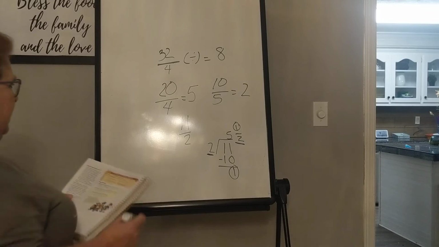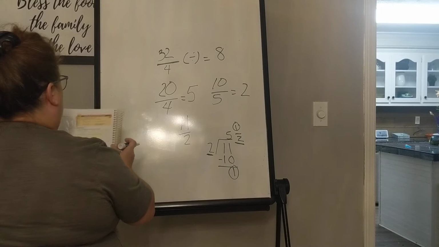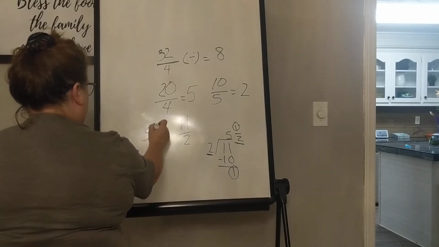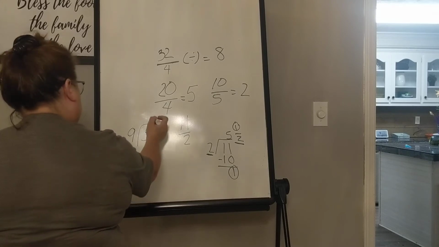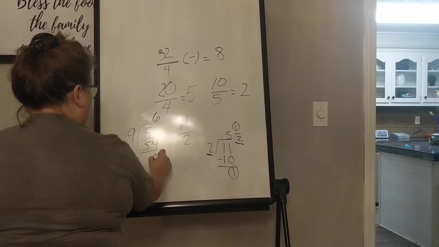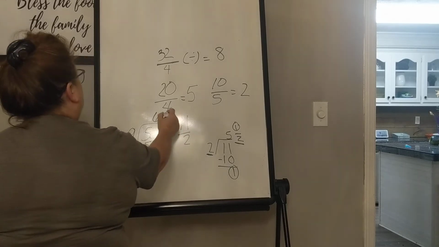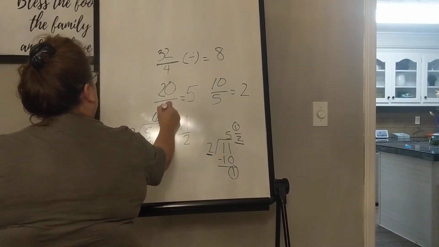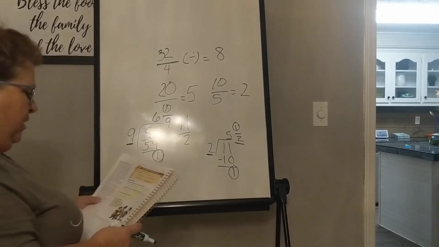Letter B. We have 55 divided by 9. So 9 will go into 55 6 times. 9 times 6 is 54. We subtract. We write our remainder as a fraction. Our answer to our subtraction becomes our numerator, and our divisor becomes our denominator, 6 and 1/9.